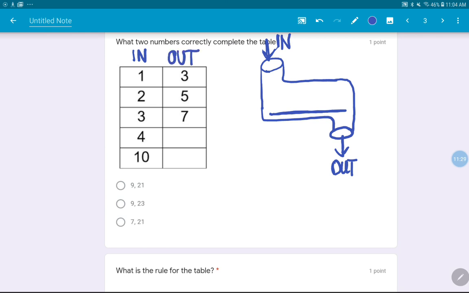So if I put in a 1 and I get a 3 out, how is that changing, Alexis? What are you thinking, Dylan? What's happening to it? So it's like just adding 2. Adding 2, all right. So 1 plus 2 equals 3, right? Okay, so let's see if that works for the next one. If we put in a 2 and we add 2, do we get 5? No. So it can't be that.